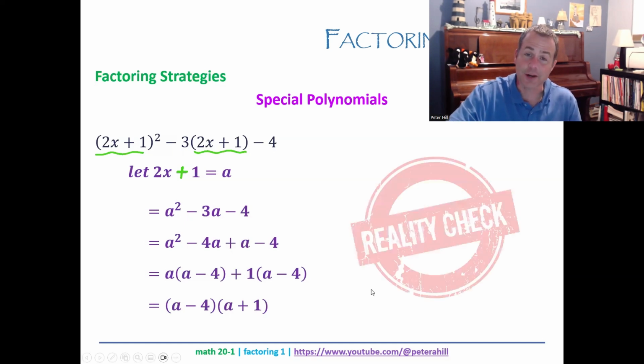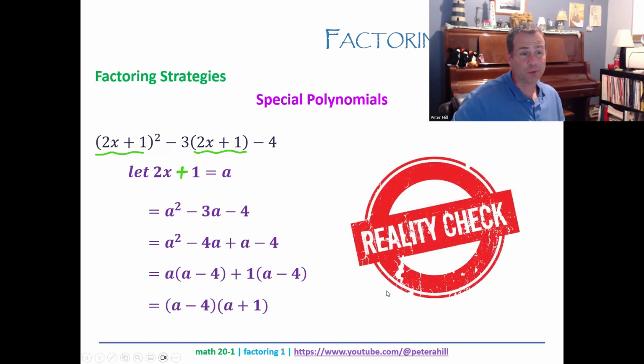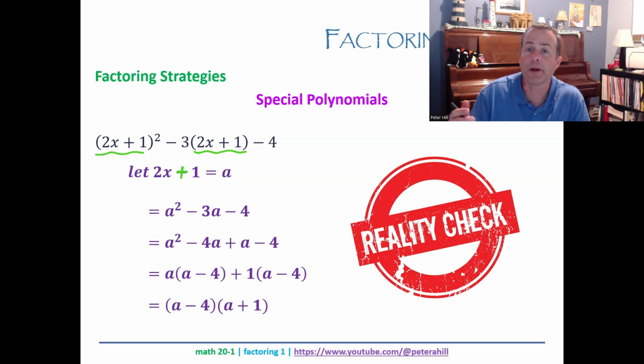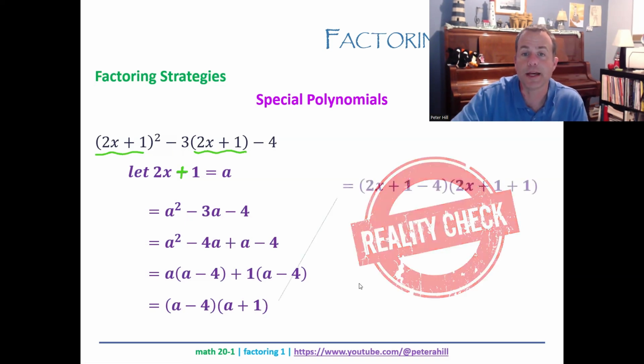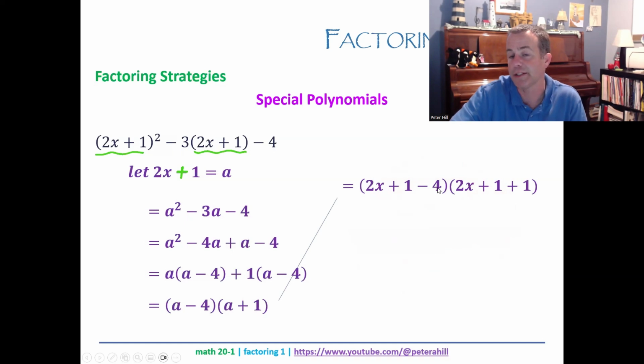Now that's not my answer. We do have to have a quick reality check here. We were never dealing with a, we were dealing with 2x plus 1. So once I've done the factoring, I have to put the 2x plus 1 back. Everywhere I see a, I need to put that back as 2x plus 1. So instead of a minus 4, now I'm saying 2x plus 1 minus 4. And instead of a plus 1, I'm saying 2x plus 1 plus 1. Now, of course, I'm going to clean this up a bit. 1 minus 4 is negative 3, so I can simplify that. And then 1 plus 1 is 2.